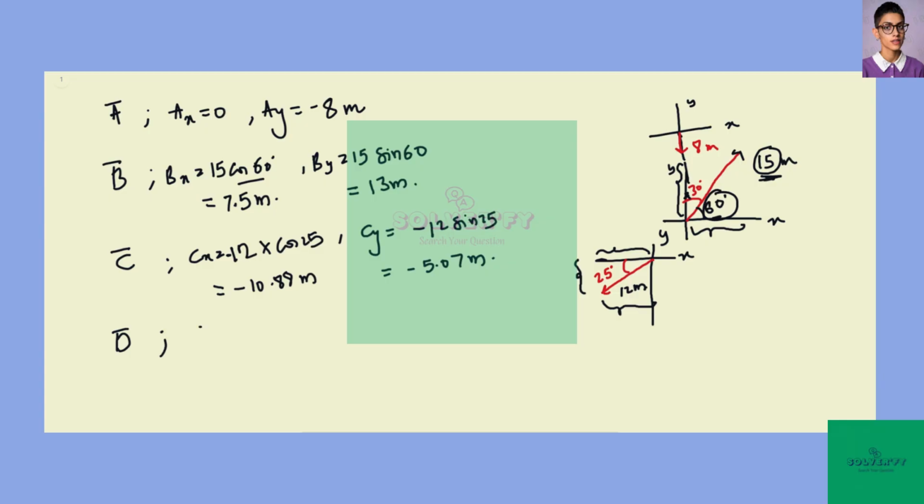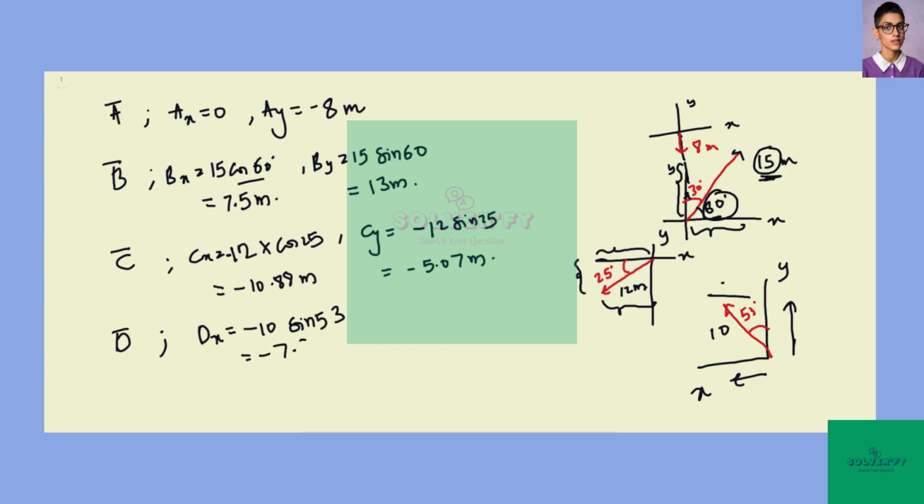Now, when it comes to vector D, vector D is at an angle of 53 degrees with the y-axis. So note that while its y component is positive, its x component is negative. Hence, its x component would be minus, and the length of the vector is 10 units, and hence 10 sine 53, which turns out to be minus 7.99 meters.